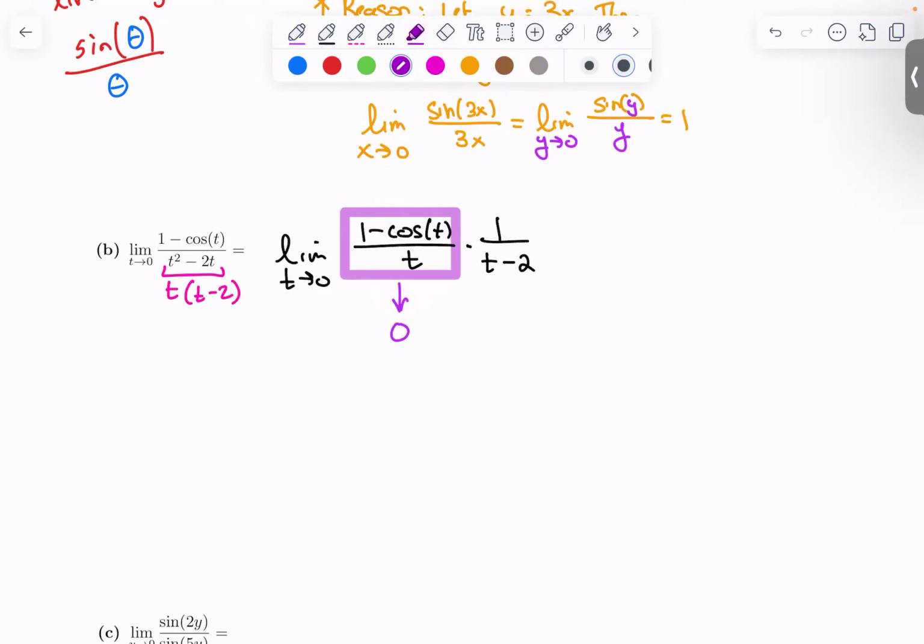And then 1 over t minus 2, that goes to negative 1/2. So we get 0 times negative 1/2, which is 0.